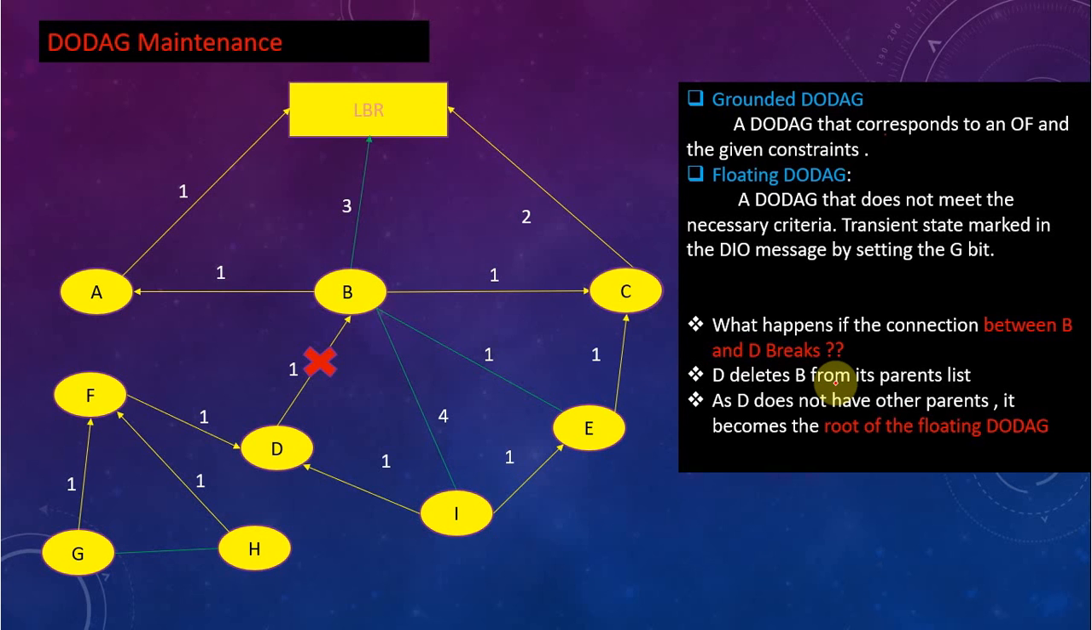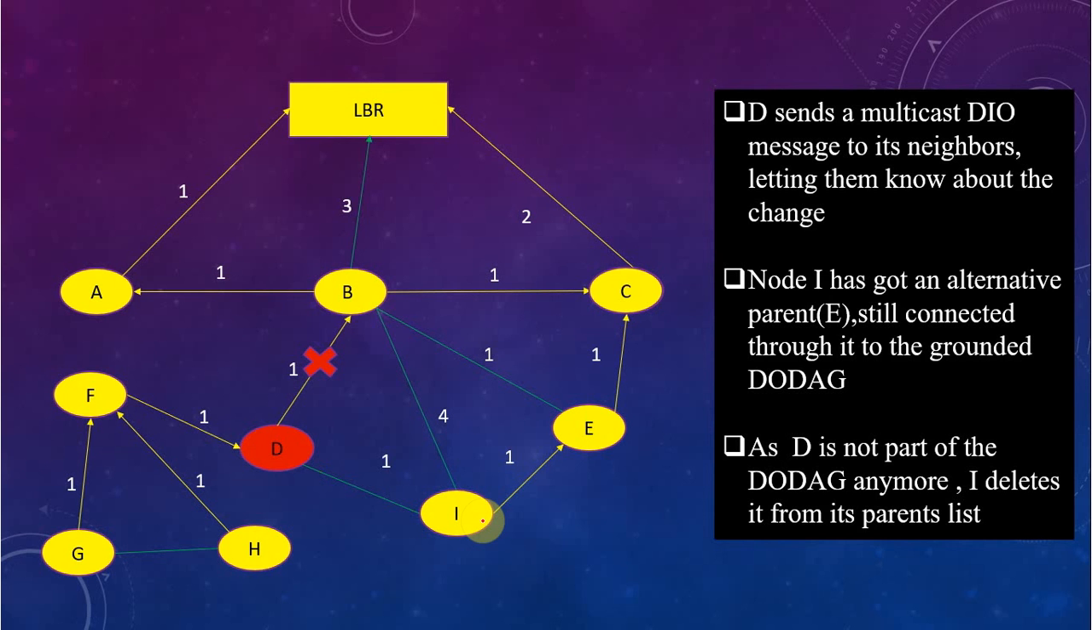D deletes B from its parent list. Previously D had marked B as a parent, but due to the loss of connection, it will delete B from its parent list. Then as D does not have other parents, it becomes the root of the floating DODAG. As there is no alternative parent for D, it will become the root of the floating DODAG, which consists of F, G, H and I, because they are of higher rank as compared to D.